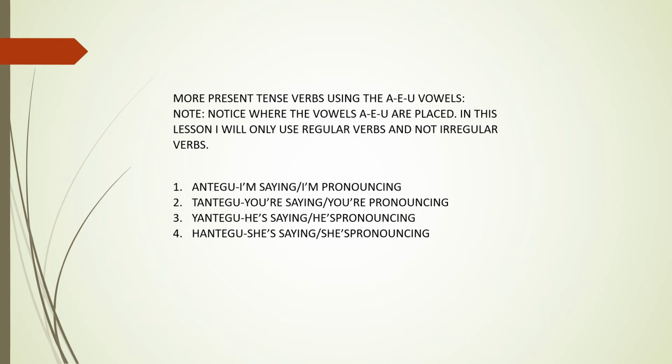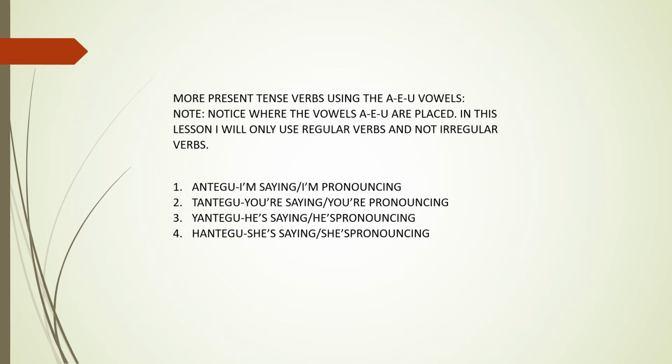In this slide, it's going to be more present tense verbs using the A, E, U vowels. Notice where the vowels A, E, U are placed. Family, this is important. Where you place the vowels and the proper pronunciation of the sounds of the vowels with the consonants, that sound is what tells the listener what tense you're referencing.